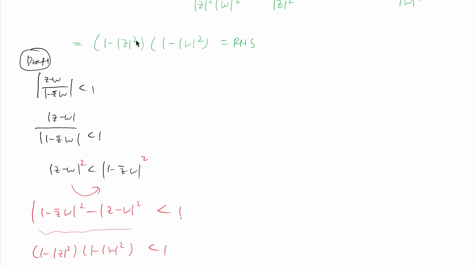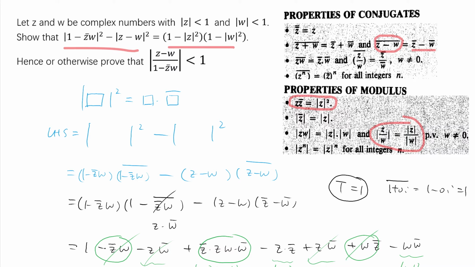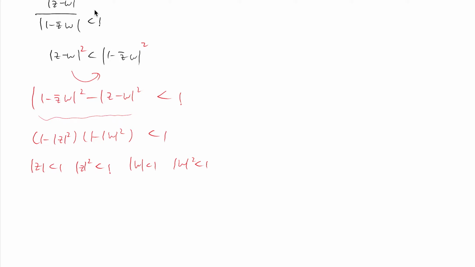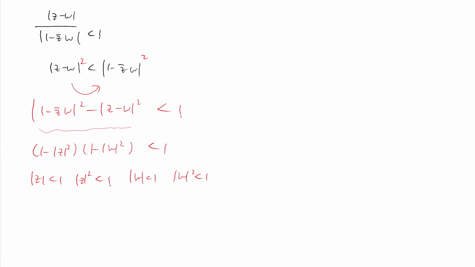Okay, so now you can see, it was given to you at the beginning, the modulus of z is less than 1 and the modulus of w is less than 1. So those two are both less than 1. If the modulus of z is less than 1, then the modulus of z squared is definitely less than 1. Similar for w. If the modulus of w is less than 1, the modulus of w squared would be less than 1. And so 1 minus something less than 1 is positive. Sorry, when I change this, it's greater than 0.